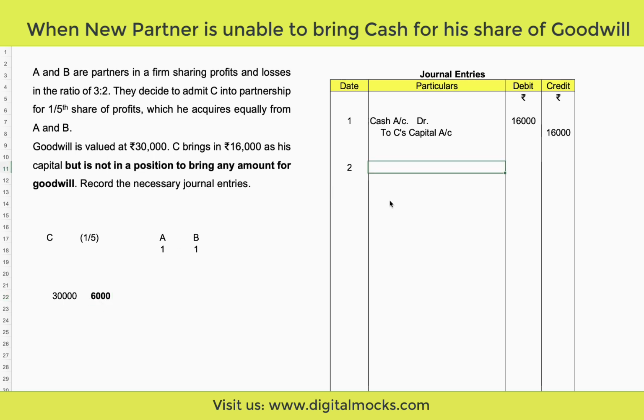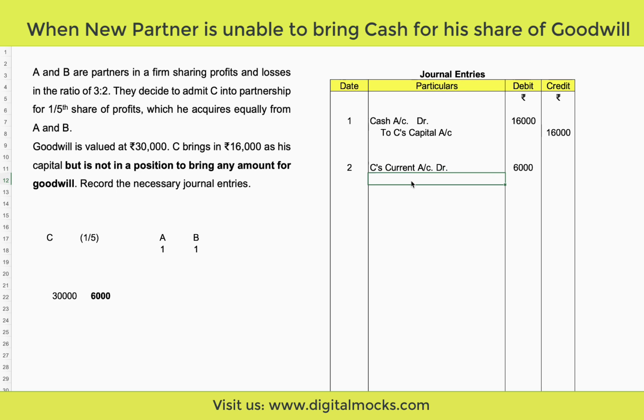So what will the firm do? The firm will treat him like a trade receivable, like a debtor, a credit customer, I mean to say. So what we will do? We will debit his current account. If he brings the money, we will debit the cash account, but he is not able to bring this 6,000. So we will debit his current account. See, his current account debit with rupees 6,000.